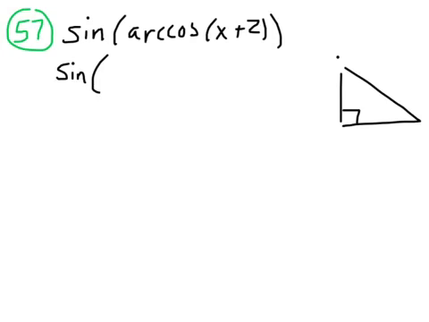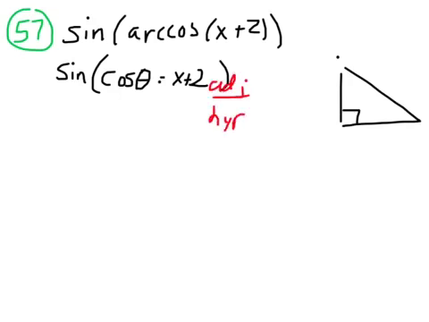I want the sine of some angle. I don't know what the angle is, but I do know something about the angle. I know that the arc cosine means that the cosine of that angle is x plus 2. Do I know anything from SOHCAHTOA about cosine? What are the sides of a triangle for cosine? Yeah, adjacent over hypotenuse. So maybe write that down, because to me, just writing stuff down helps me see what to do.